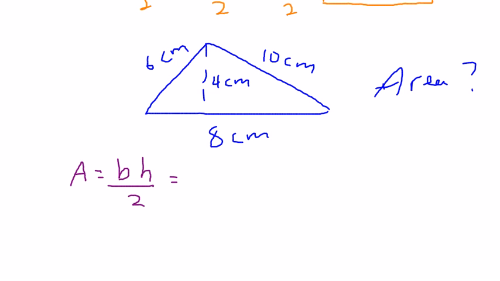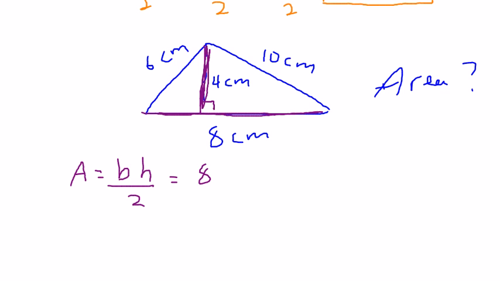Now, the base of this triangle clearly is 8 centimeters. But what's the height? As we said before, the base and the height must always come together to form a right angle. So 4 centimeters would be the height of this triangle. Why? Because it forms a right angle with the base.